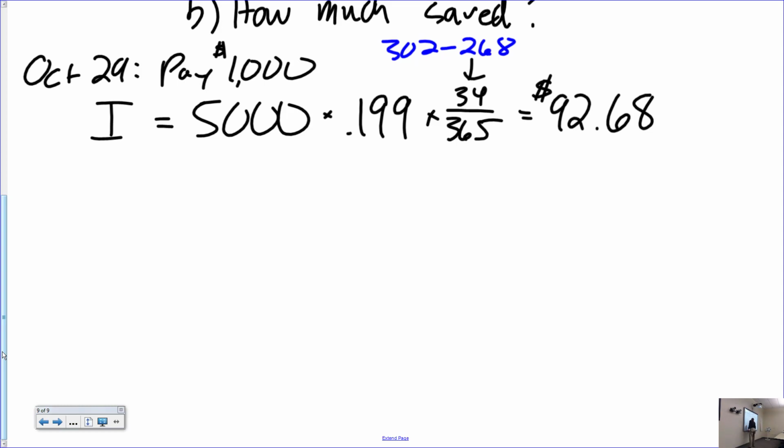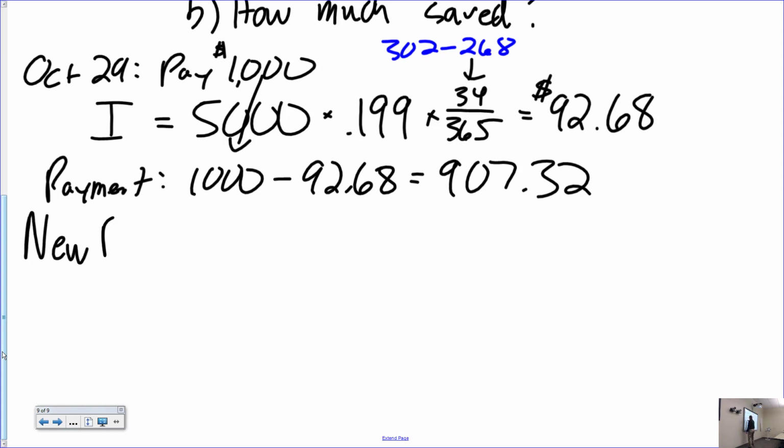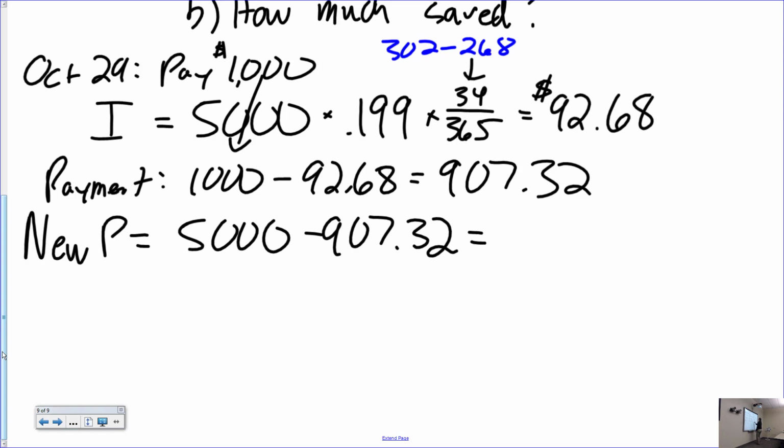So my payment becomes the $1,000 minus 92.68, which is 907.32. So what is my new principal? 5,000 minus 907.32, which is $4,092.68.